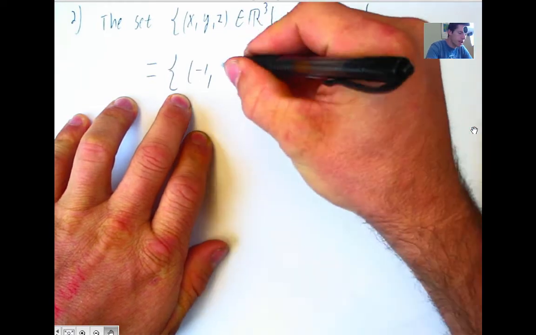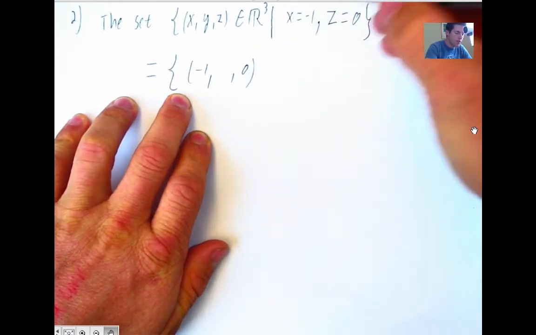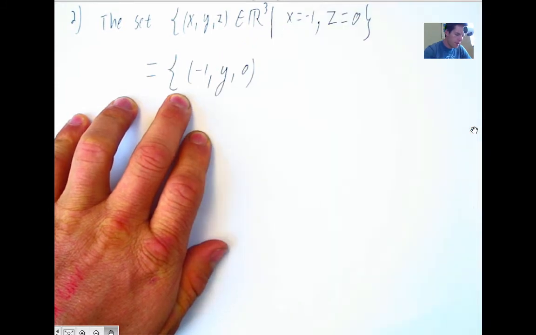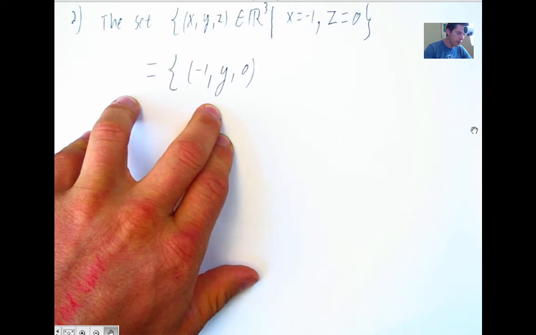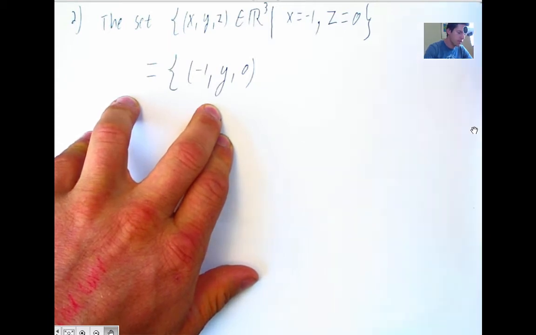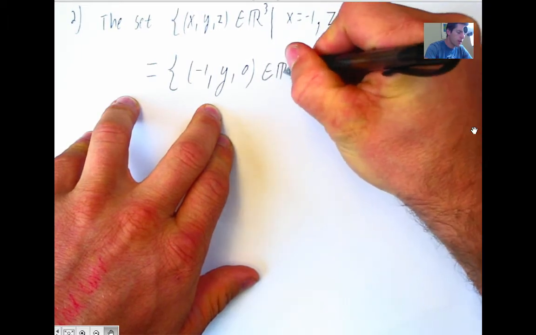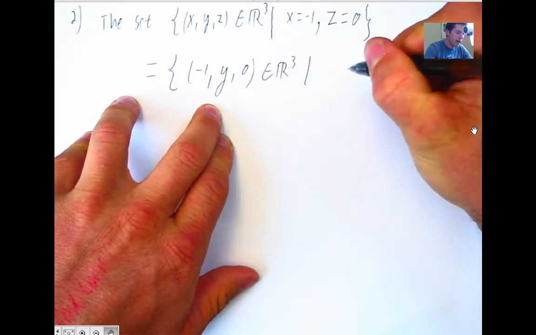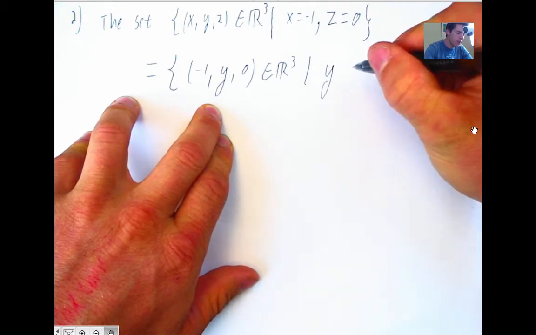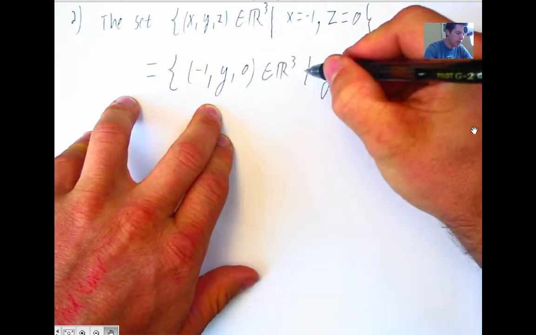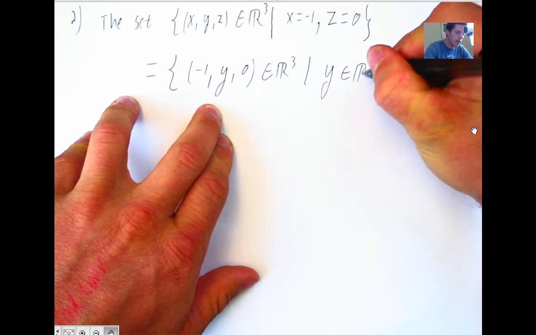-1 for x and 0 for z, and then for y, it can be any old thing, I suppose. So, I could say things of that form in R3 such that y is any old number. So actually I could be done. I could just write the end of the set right here. This is kind of redundant right here to say that y is in R.